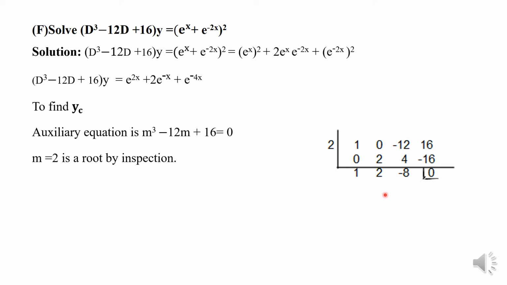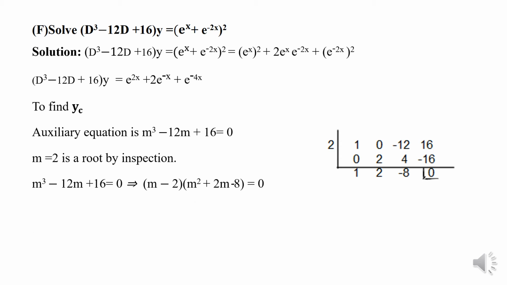So this m cube minus 12m plus 16 equal to 0 can be written as follows. m equal to 2 gives m minus 2 as a factor. So m minus 2 into, from this synthetic division, we obtained m square plus 2m minus 8. So their product equal to 0.